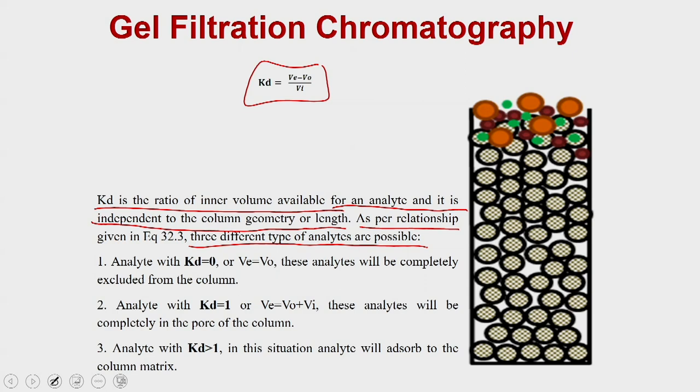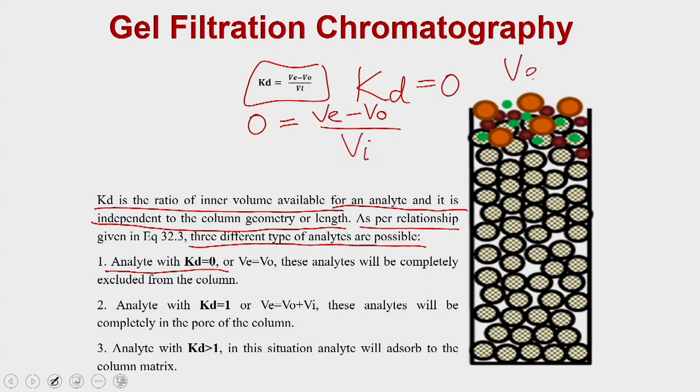Now, imagine that you have an analyte which has KD equal to 0. If KD is 0, then in VE minus VO divided by VI, if you redo the rearrangement, what you will see is that VE is equivalent to VO, which means these analytes will be completely excluded from the column. If KD is 0, the molecule is not entering into the pores of these beads, and because of that VI is going to be 0, and as a result VE is going to be equivalent to VO, which is the void volume.